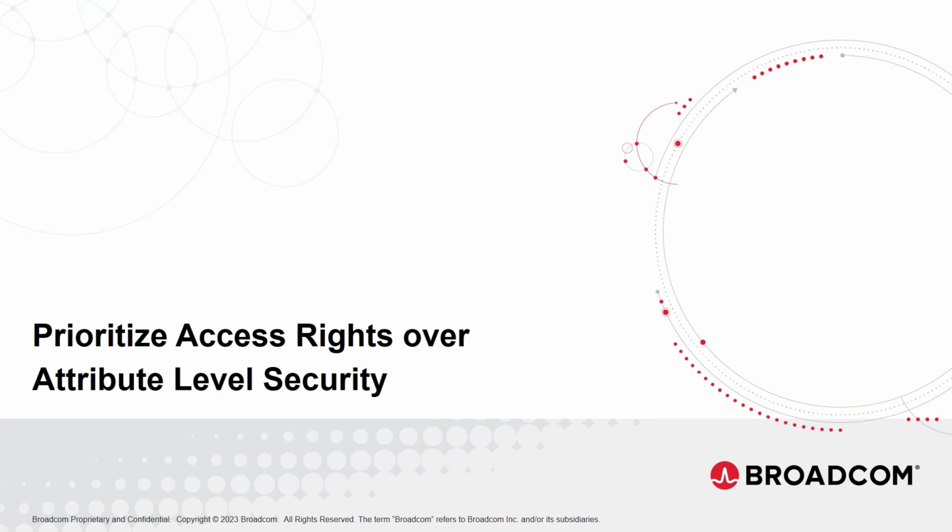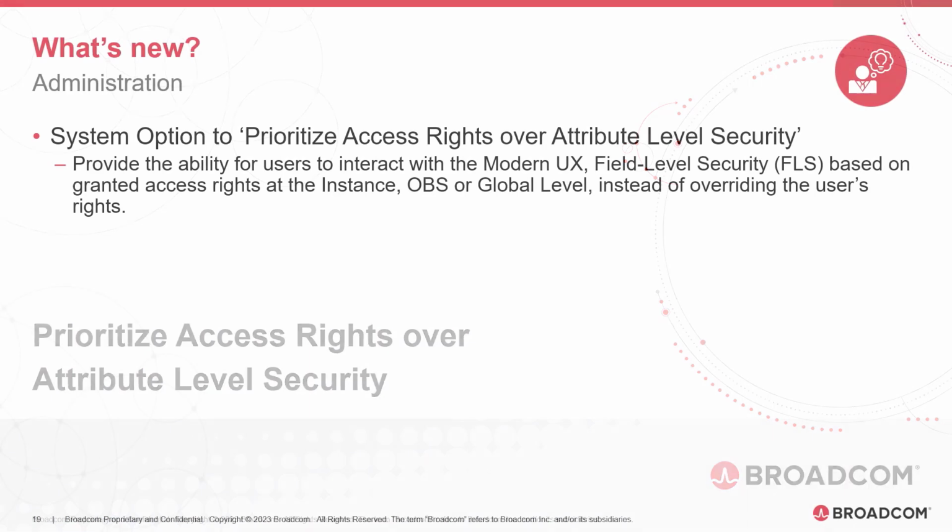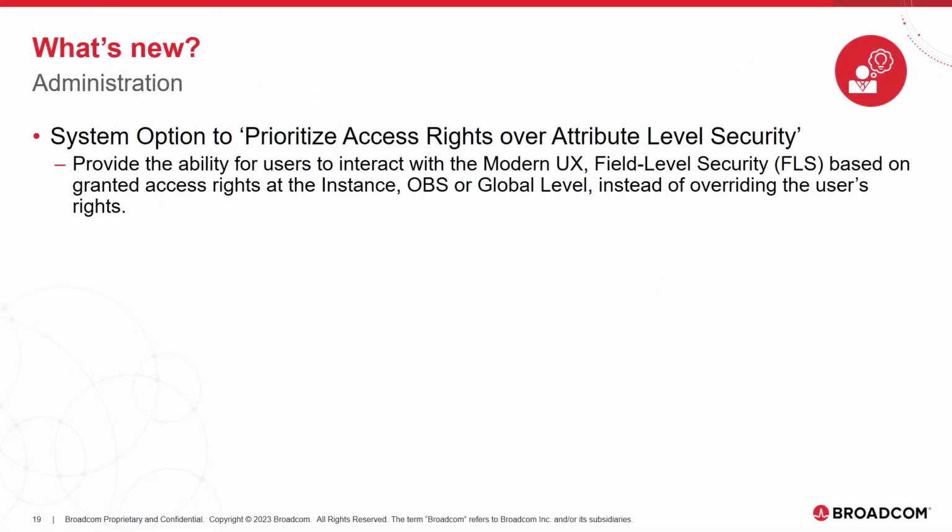Prioritize access rights over attribute level security. What's new? In 16.1.2, we've implemented improvements for the Clarity Administrator. This release now provides administrators with a system option in which the users can interact with Clarity to view and update secured fields based on granted access rights at the instance, OBS, or global level.